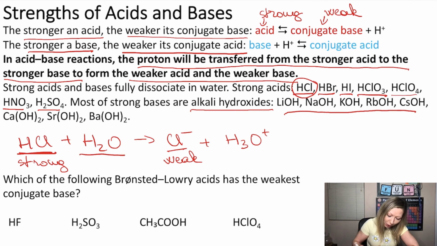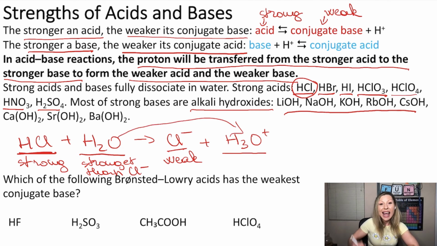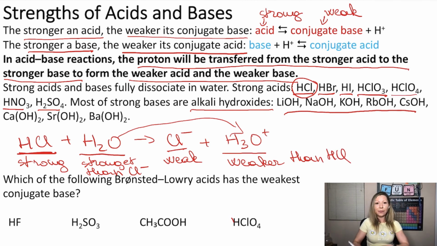And H2O is a base, but it is going to be stronger than Cl-, the conjugate base on the other side, because the strong acid will transfer the proton to the stronger base. Similarly, when we have H3O+ there, it is an acid, a conjugate acid, right, formed from the conjugate base, and this is going to be weaker than HCl. Okay, I hope all this weaker, stronger makes sense.